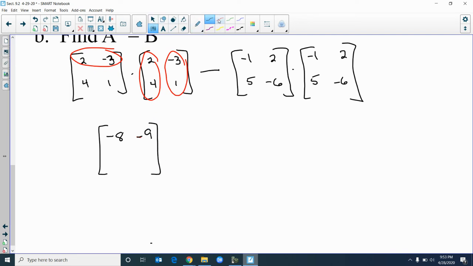Okay, now second row, first column, I get 8 plus 4, which is 12. And then I go second column for -12 plus 1, -11. All right, let's see what you come up with for multiplying those two together.